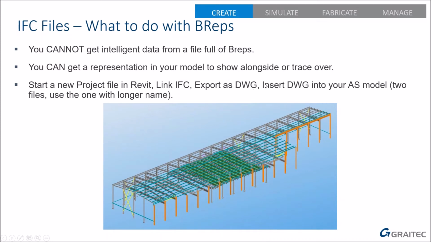And that will create two DWGs, one for the project, which will be empty, and one for the IFC. And then if you insert the one which has the longest file name, the IFC one, into your DWG model in Advanced Steel, you don't need to explode it or do anything else. It's already ready to use. And again, as long as you make sure everything was visible in Revit, there you go. There's your imported model in Advanced Steel.